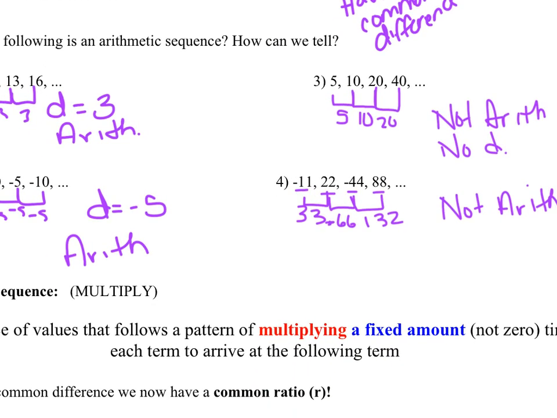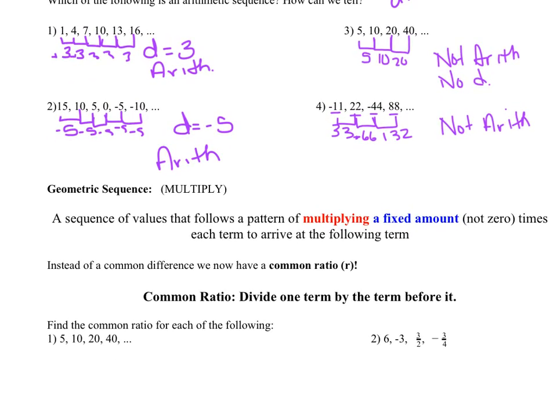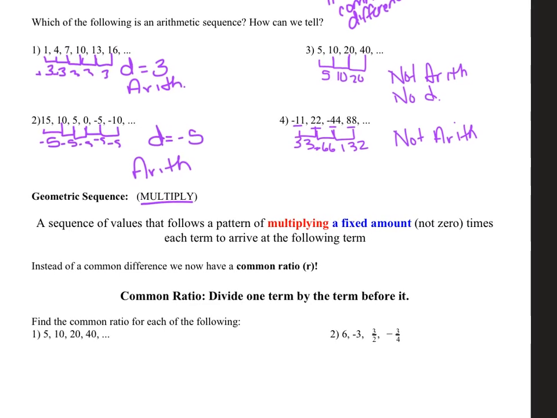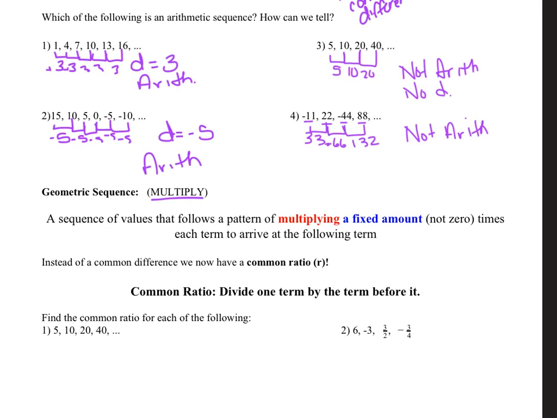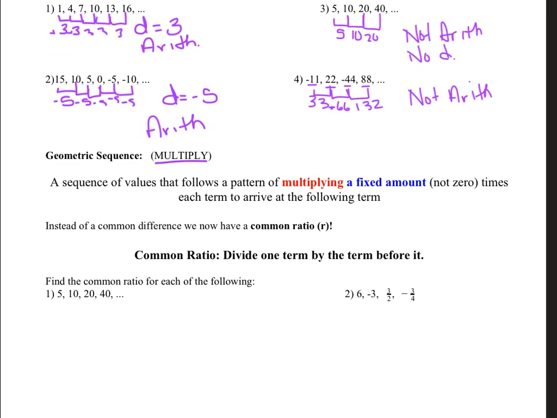It means it goes up or down by the same amount by adding. So a geometric sequence, I don't know if you guessed it yet, but we multiply to get to the next one. It's a sequence of values that follows a pattern by multiplying a fixed amount, not by zero, obviously, because that would just be a bunch of zeros, times each term to arrive at the following term. So instead of a common difference, we now have a common ratio. The common ratio is found by dividing one term by the term before it.